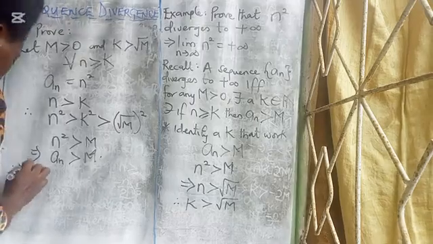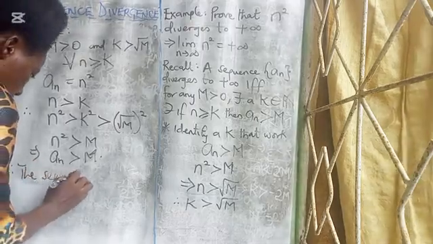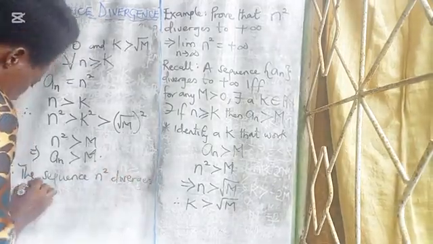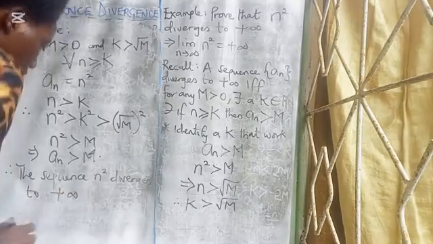Therefore, the sequence n squared diverges to positive infinity.